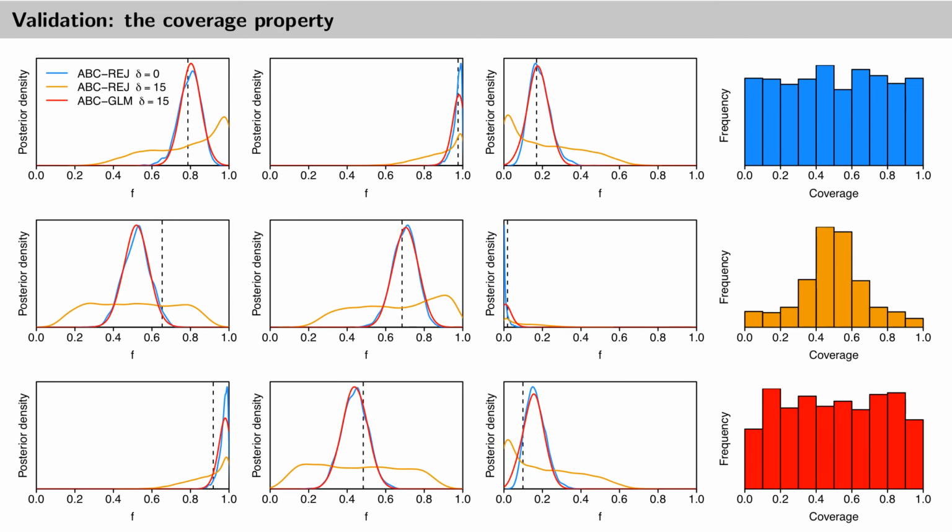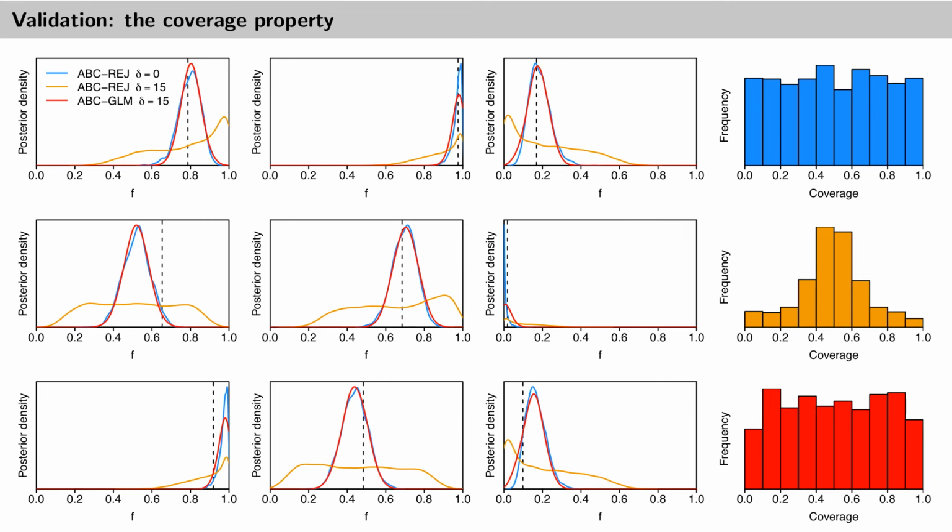Shown in red here are the posterior distributions obtained with ABC-GLM. Similar to the example we considered before, these ABC-GLM posteriors are very close to those obtained with ABC rejection sampling at delta equals 0. So despite the very large threshold used, ABC-GLM managed to obtain posterior distributions that probably match the analytical solution relatively closely.